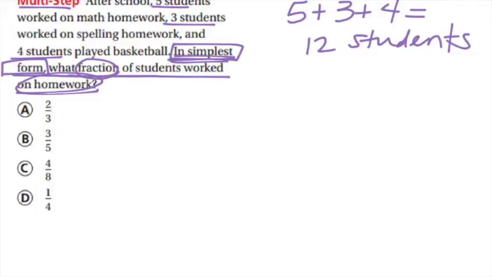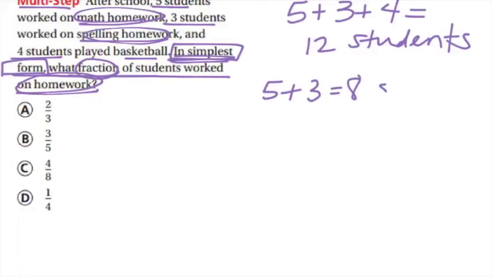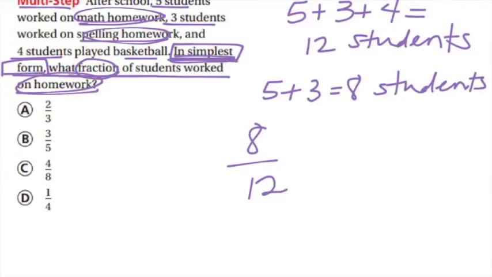Okay, now they're asking us what fraction of the students worked on homework. So now I see math homework and I see spelling homework. These other kids played basketball. So I need to look at the 5 plus 3, which is 8 students that did homework. So what fraction of students did homework? 8/12. Well, that answer is not listed here for a couple of reasons. Number one, this answer is not in simplest form, and that's what they're asking for. And number two, the book publishers decided not to trick us with that answer. So that's good. So now we need to write this in simplest form.